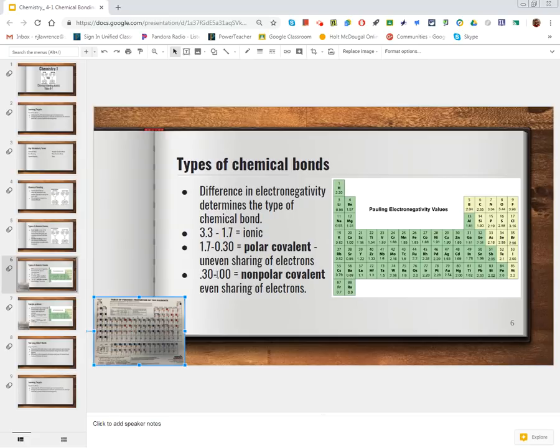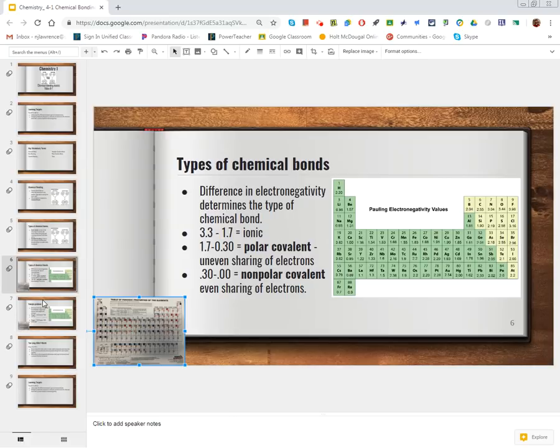And even if one's slightly stronger, but not much to make a difference, if it's still less than 0.30 when you look at their difference, when you subtract those electronegativities, we're still going to call that a nonpolar covalent bond. So this is a really simple video, really simple concept. All you're doing is subtracting the difference of electronegativity to determine if a chemical bond is ionic, polar, or nonpolar. And then based on that kind of bond, label a chemical as either a compound or a molecule.